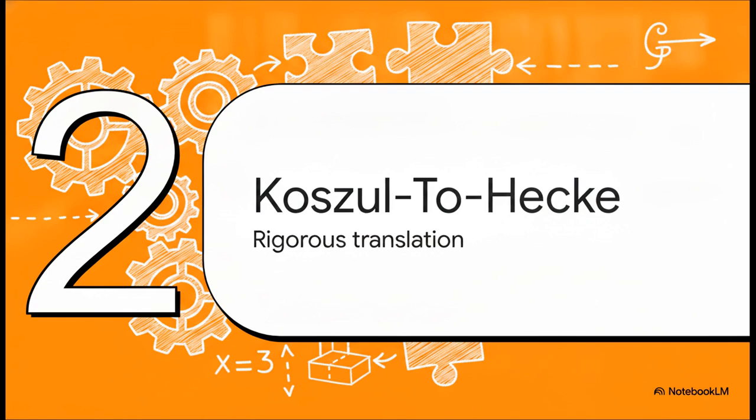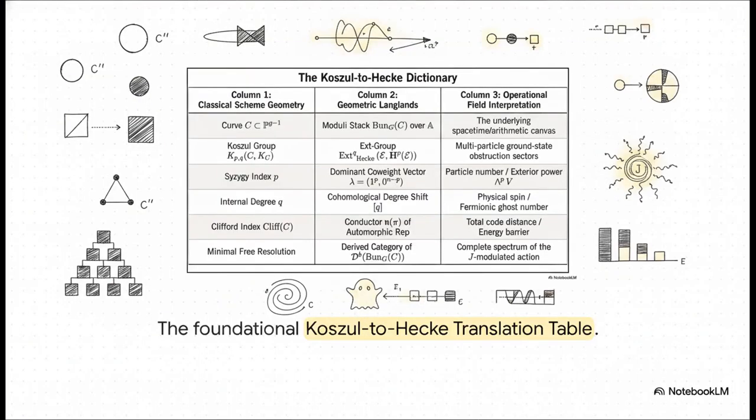The Koszul to Hecke dictionary. In this translation table, classical Koszul groups map directly to the Ext groups of Hecke eigensheaves. So you have classical scheme geometry on one side and the geometric Langlands counterpart on the other. We're literally framing syzygies as multi-particle ground state obstructions. A curve C becomes the moduli stack of bundles, and the minimal free resolution translates perfectly into a derived category decomposition. It is a stunning one-to-one mapping of geometric frustration straight into field theoretic clarity.